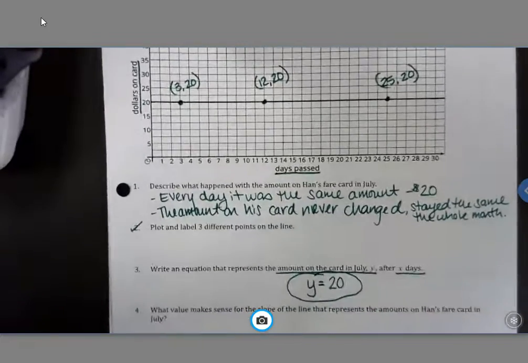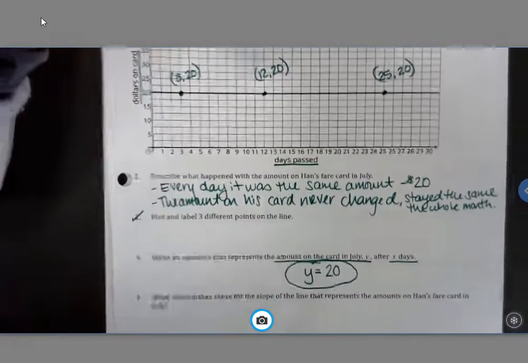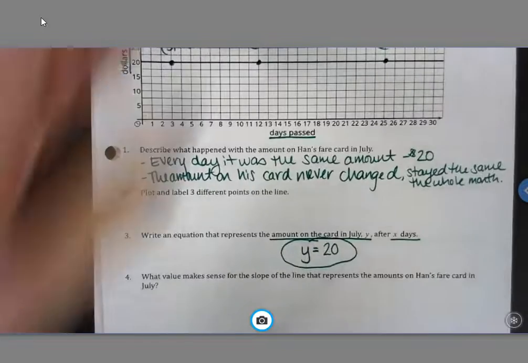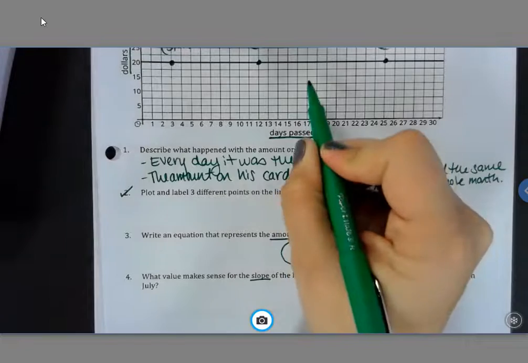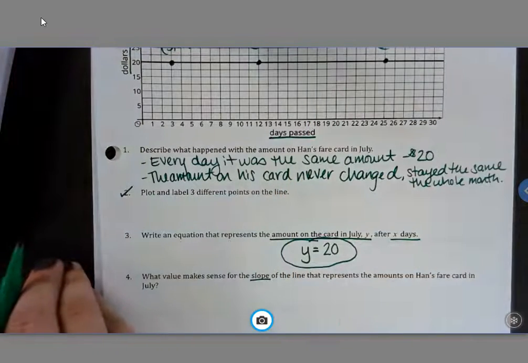Okay, let's look at that a little bit further. The next one says, what value makes sense for the slope of the line that represents the amount on Han's fare card in July? Okay, well, this means that we have to recall what slope is. Slope is how much each of my lines is going up or down by. That's what slope has always been for us. We've always been able to draw in the triangles from point to point.